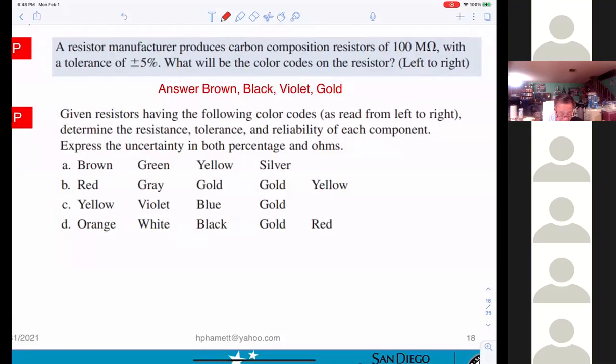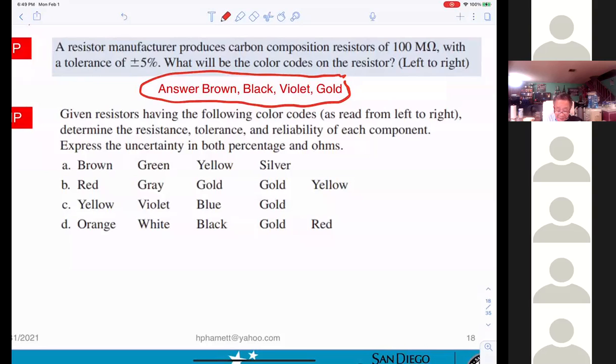I will say B. Oh, this one here. They given you the answer right here. The fourth one will be brown. The next one will be black. And the violet.